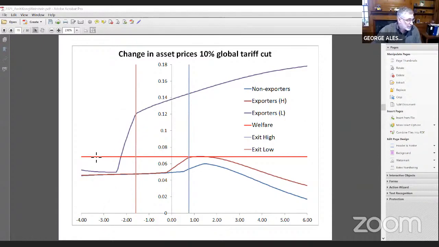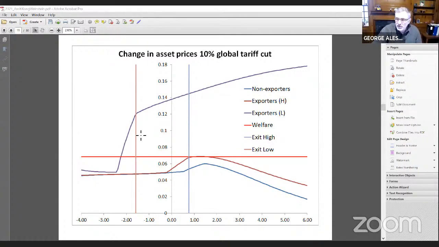And importantly, you can see even a really productive exporter, a guy who's selling a lot overseas, if he's not productive in general, he's not going to gain very much because he's going to leave the marketplace anyhow. So this picks up a lot of the heterogeneity that David was talking about in his estimation in terms of these different firms.